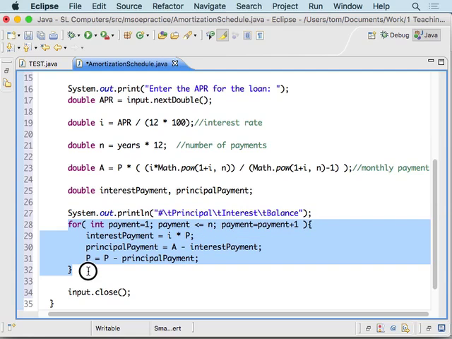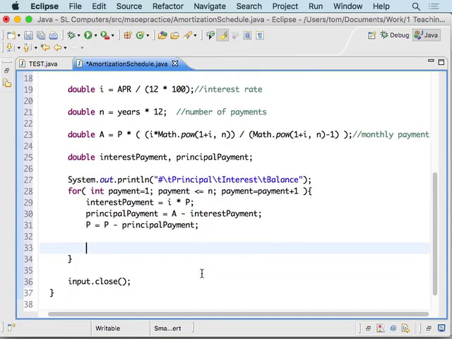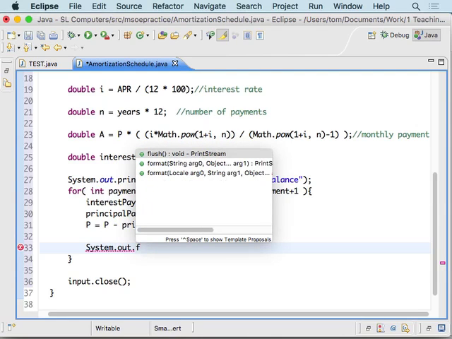And then inside of this for loop, after we figure out what the interest payment, principal payment, and new balance are, let's go ahead and print those out as well. We're going to print those out using that format line that I showed you a second ago. All right, so let's go system.out.format.